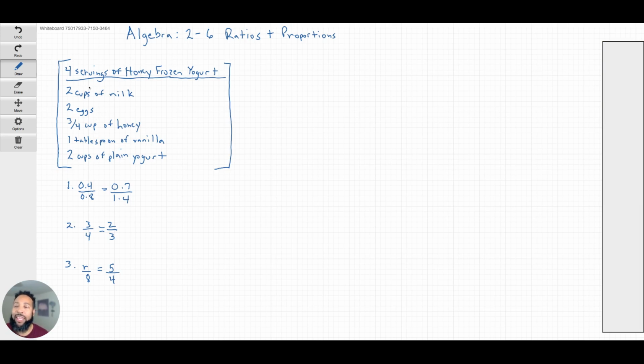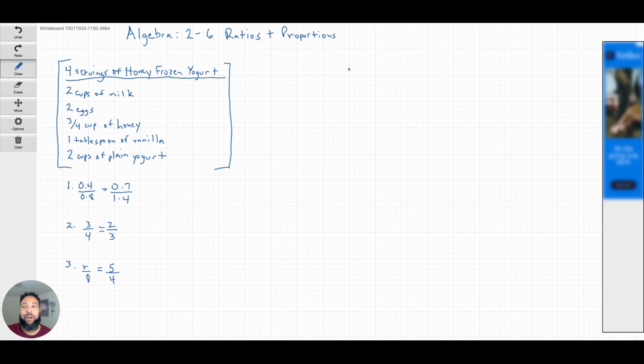So if you look at what we have here on the chart, just looking at this one chart here, this is a menu or a recipe on how to make 4 servings of honey frozen yogurt. So in order to make that yogurt, 4 servings of it, you would need 2 cups of milk, 2 eggs, 3/4 cups of honey, 1 tablespoon of vanilla, 2 cups of plain yogurt, basically. So let's look at the servings of honey frozen yogurt to the cups of milk.